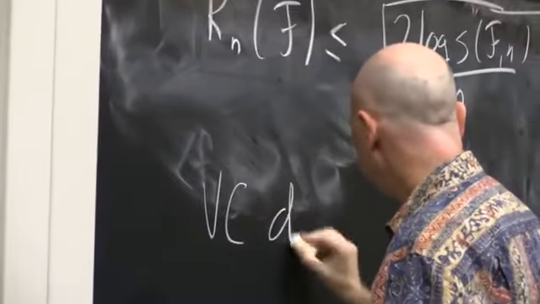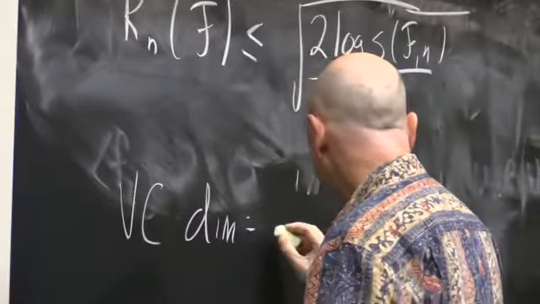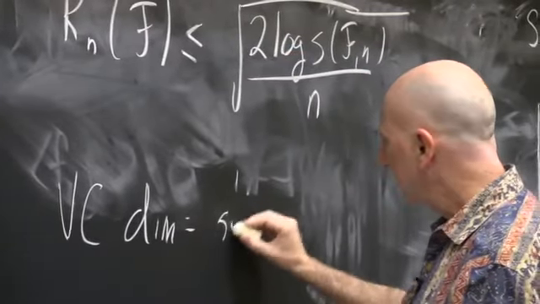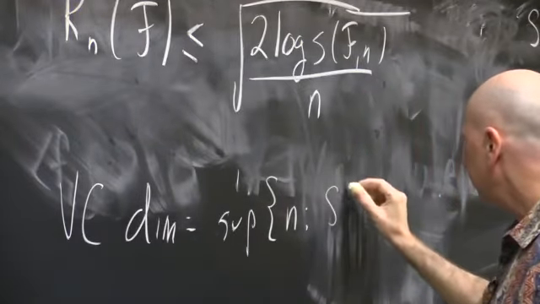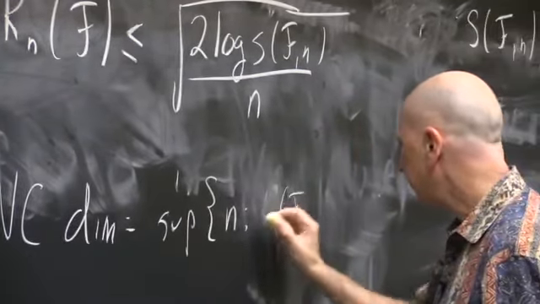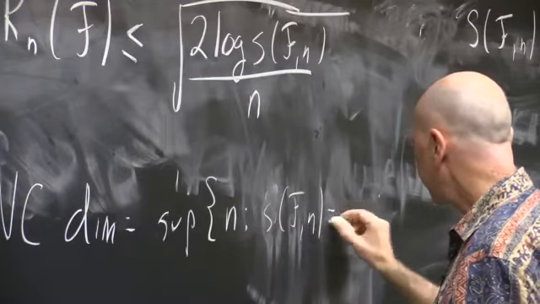So the VC dimension is the largest n, the maximum n, such that the shattering number achieves its maximum.